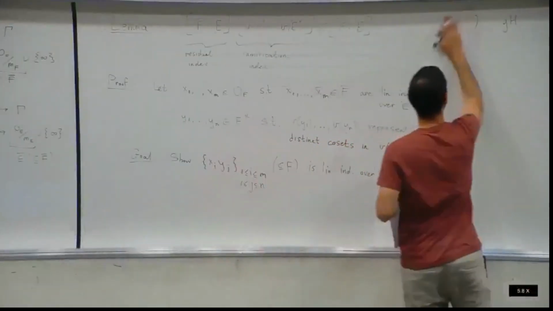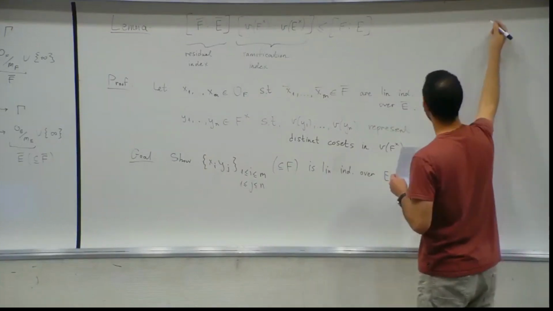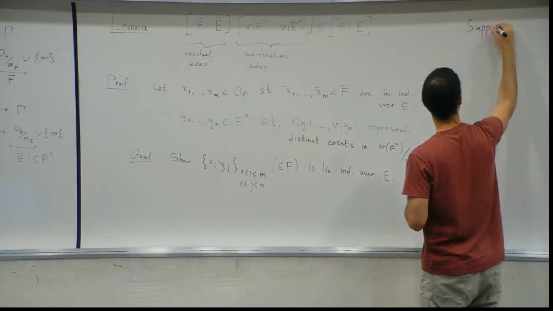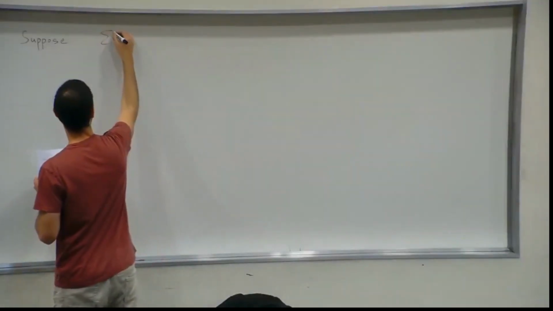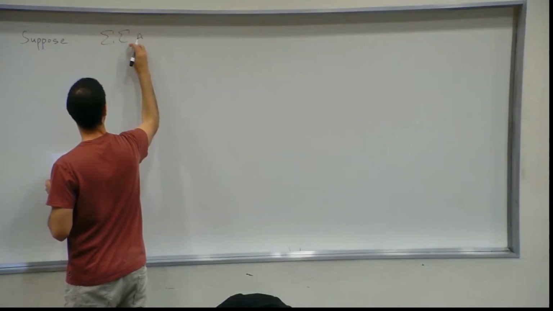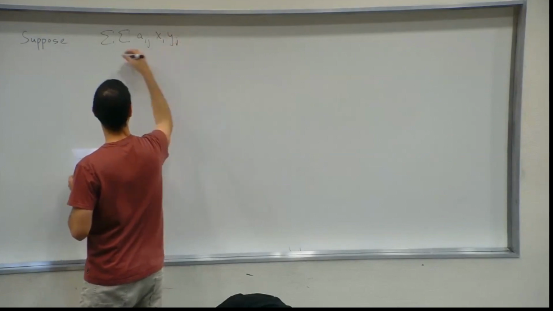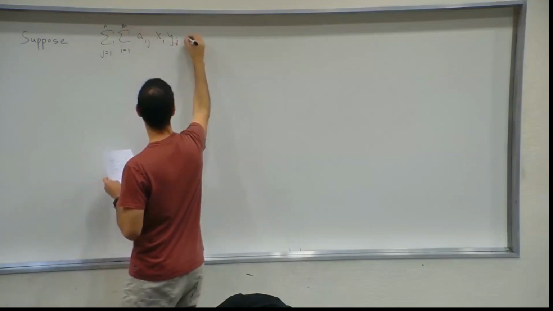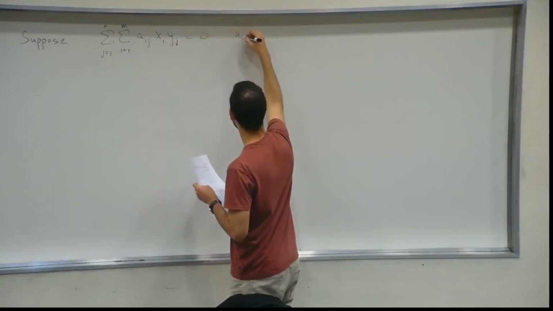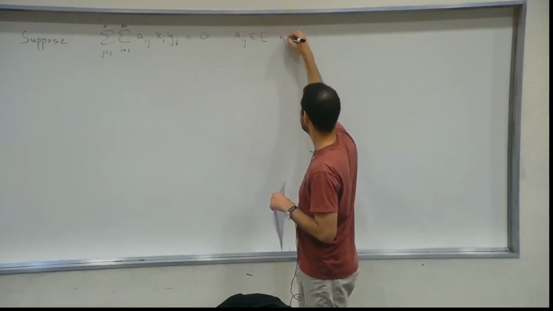So what we did last time, we proved the following claim. We want to show that this is linearly independent. So suppose there is some linear combination, the sum of a_ij x_i y_j, with j from 1 to n and i from 1 to m, which is 0, where the a_ij belong to E, not all 0.